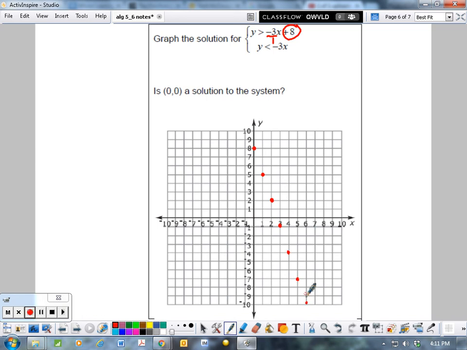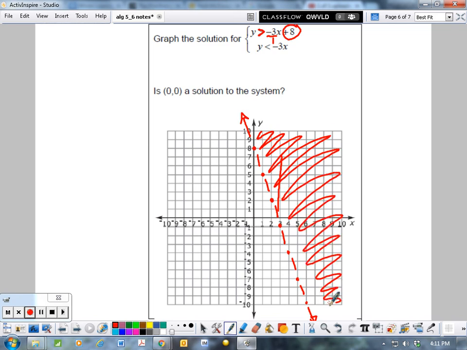Now if I look at my symbol, it is greater than, so it's going to be a dashed line and shaded above. And if I can't tell which is above, I start at my line and draw a line straight up. And so everything over here is shaded. So now I'm going to grab a different color.